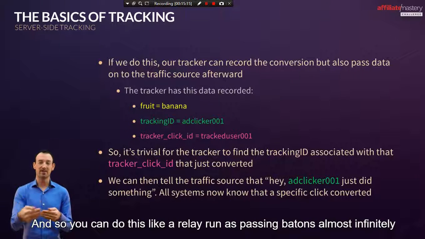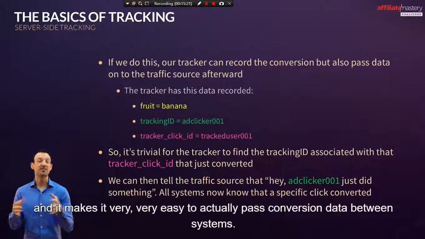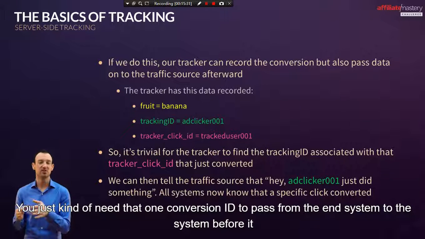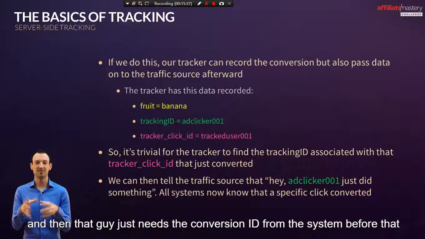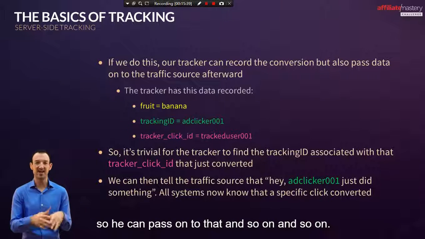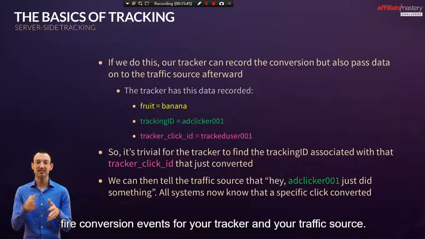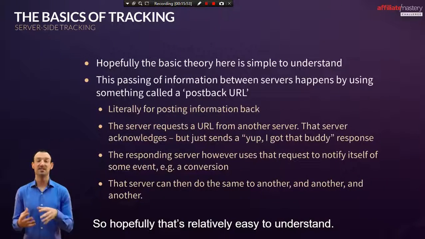And so you can do this like relay runners passing batons almost infinitely, and it makes it very easy to pass conversion data between systems. You don't have to pass all of the data at every single step. You just need that one conversion ID to pass from the end system to the system before it, and then that system just needs the conversion ID from the system before that, so it can pass it on, and so on and so on. So you don't need your affiliate network, for example, to fire conversion events for your tracker and your traffic source. That's actually not the way you tend to do things at all. So hopefully that's relatively easy to understand.